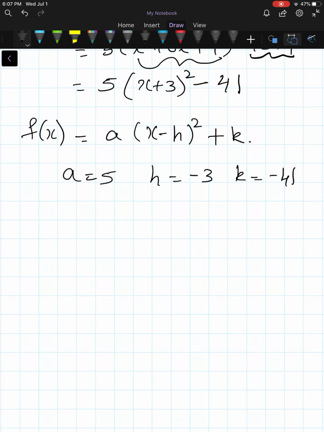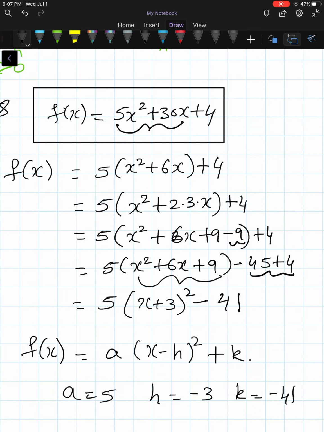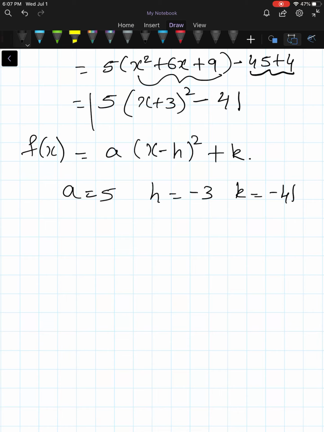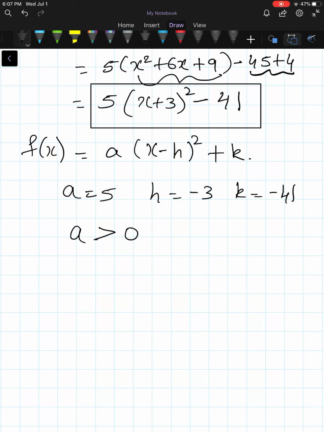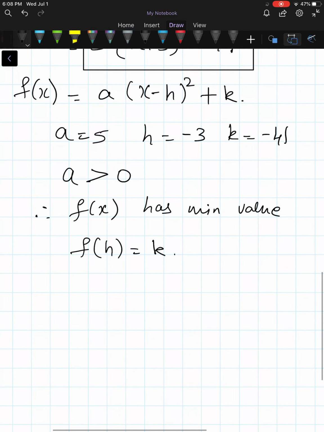We do not know whether it is a maximum or minimum value when we are given this function. But once we express it in standard form, we know that a is greater than 0. When a is greater than 0, we have a minimum value because the parabola opens upwards. So f of x has a minimum value, and that minimum value is f of h, which is equal to k. So let us try that.